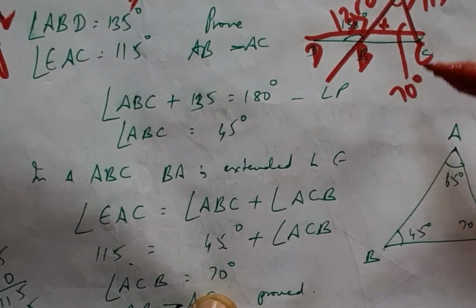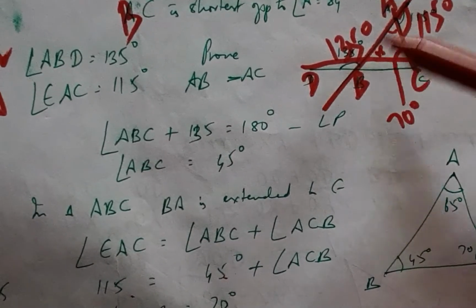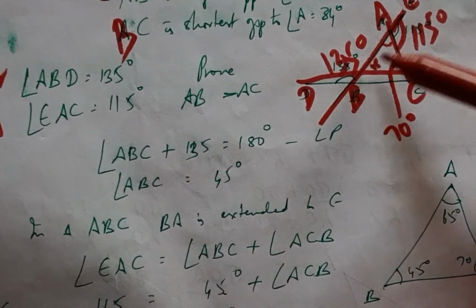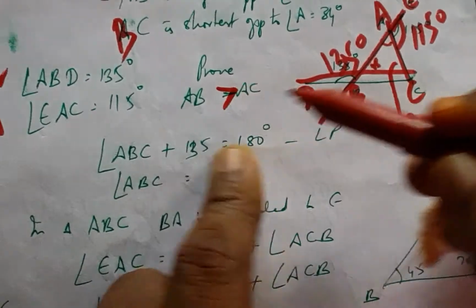Now this is angle 70. This being the larger angle, therefore this side is longer, and this being 45 degrees, this will be shorter. Hence AB is greater than AC. Hence proved.